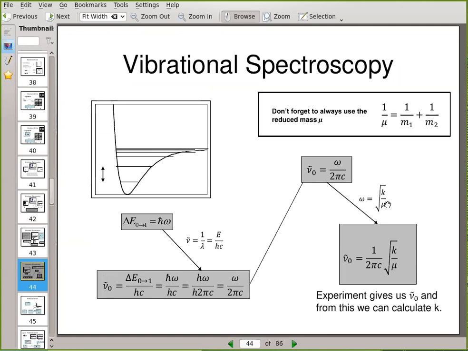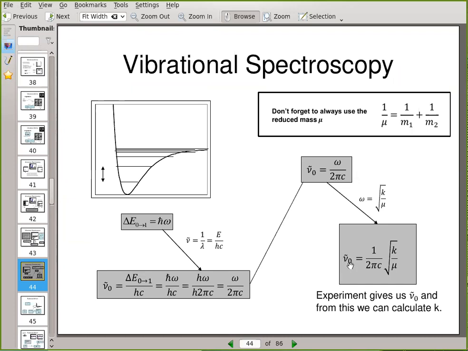And of course, don't forget what omega is. If you put that omega back into it, you get that the fundamental vibration is 1 over 2 pi c times the square root of k over the reduced mass, which is really nice. Now, I want to tell you the significance of this, because we can take a diatomic molecule to the spectrometer, and we can measure the wave number that's coming off from it. We can measure that fundamental vibration as a wave number.